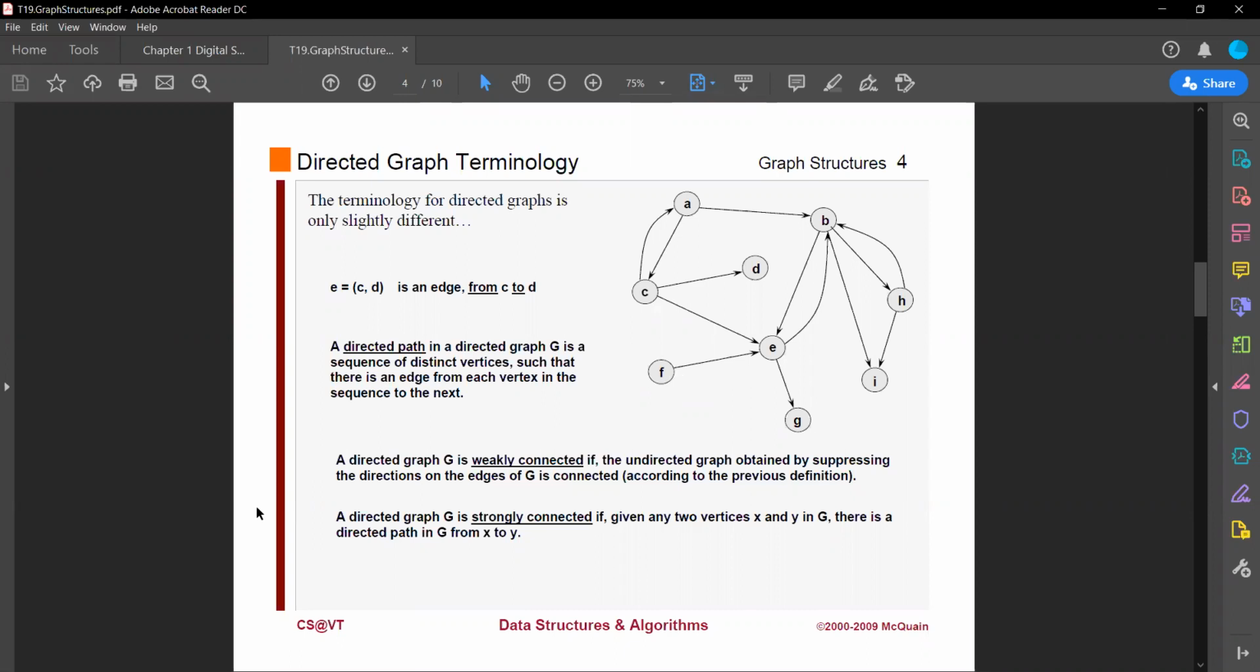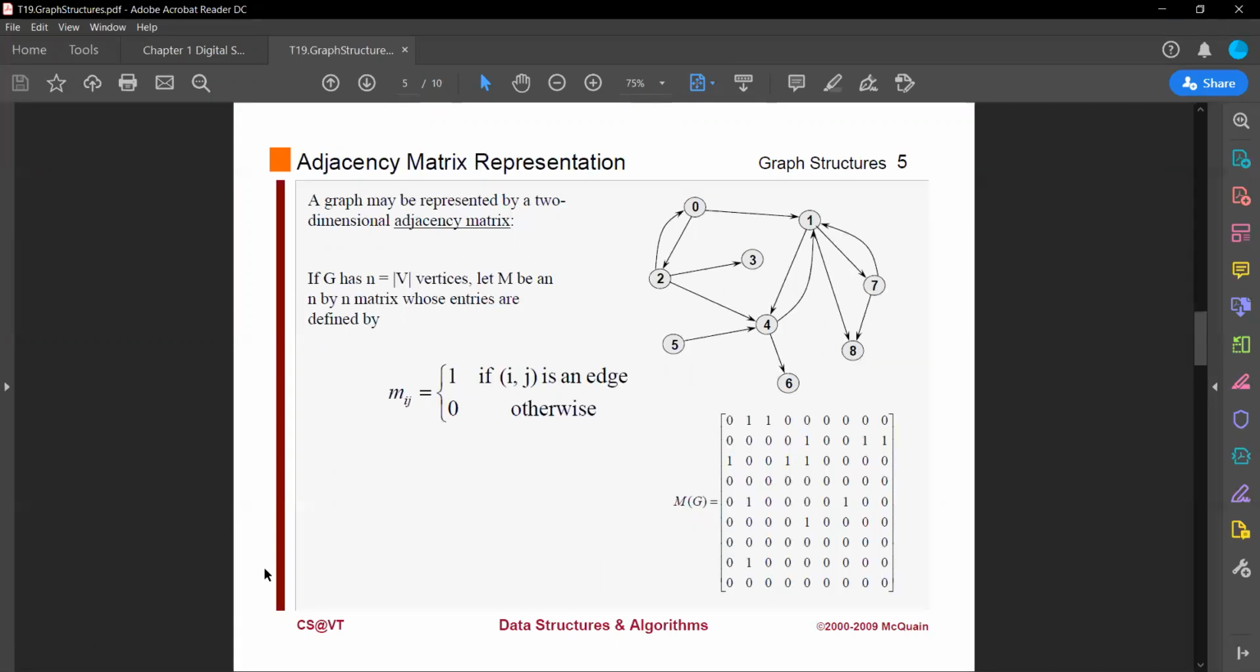So a directed graph G is weakly connected if the undirected graph obtained by suppressing the direction on the edges of G is connected, and the directed graph G is strongly connected if, given any two vertices X and Y in G, there is a directed path in G from X to Y. This is the case.